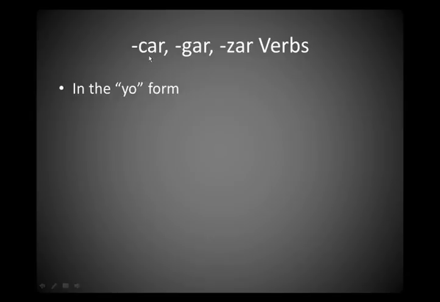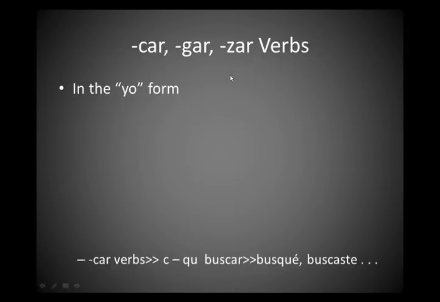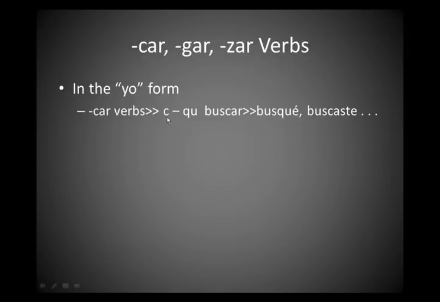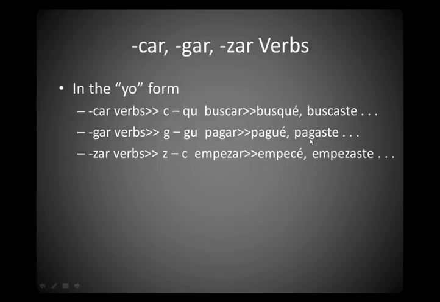Verbs that end in car, gar, and zar are what we call spelling changers, but just in the yo form. We change it a little bit in the yo form to maintain these hard C, G, and Z sounds. So car verbs in the yo form are going to change to busqué, the C to QU. Gar verbs, the G is going to change to GU, pagué, but after that it's normal. Pagaste, pagó, pagamos, pagaron.